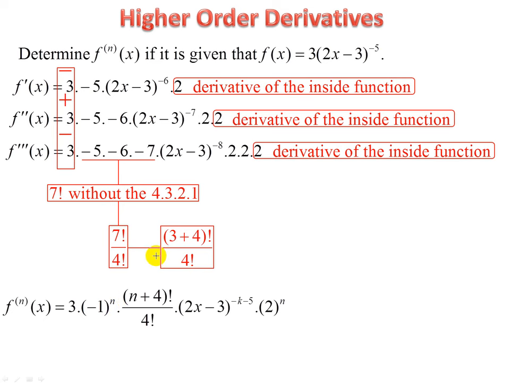n plus 4, well there we are, 3 plus 4, and remember the n was the 3. Factorial all over 4 factorial, times the inside function, like that, minus k minus 5. That is the linear sequence that arises from when n is 1 you get minus 6, when n is 2 minus 7, n is 3 minus 8. And then of course times 2 to the n.